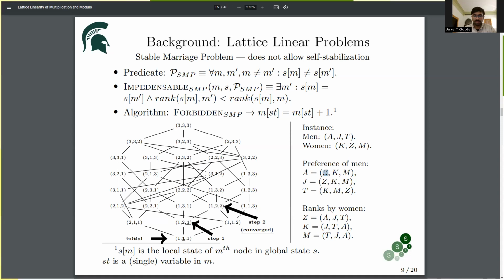So finally A is proposing to Z, J is proposing to K, and T is proposing to M. Now there is no conflict. 1, 2, 2 is an optimal state and we have reached it.